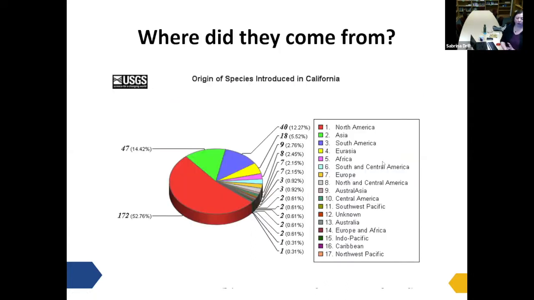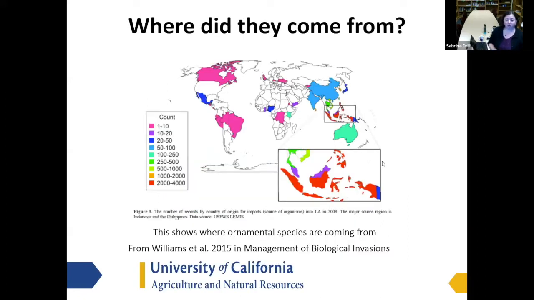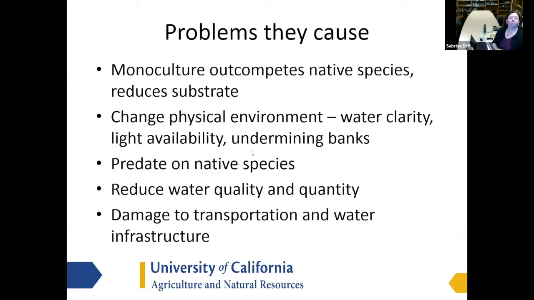Where do they come from? Well, all over the world, but certainly we have a lot of species that are invasive in California that are native to North America. And we also have a lot that come from Asia and South America. And again, I mostly work in Southern California, so what we usually find is that it's the species that come from areas that are climatically somewhat similar to California where things really take hold. And this is just a map showing you that same idea. What kinds of problems can they cause?